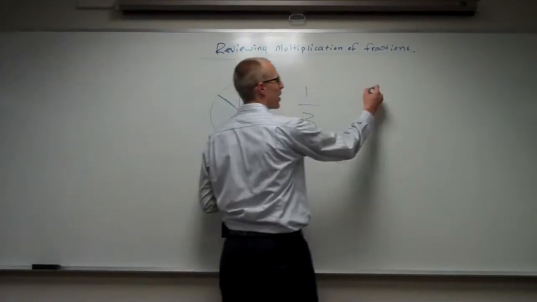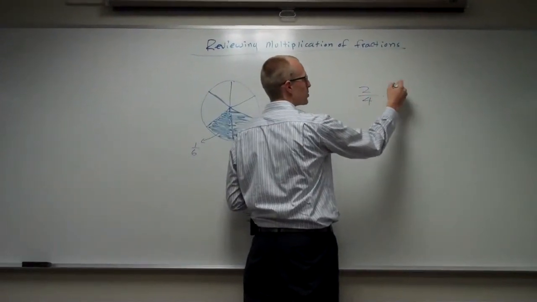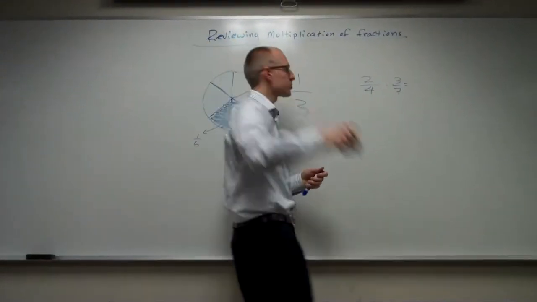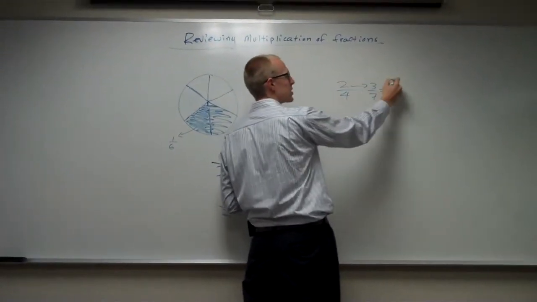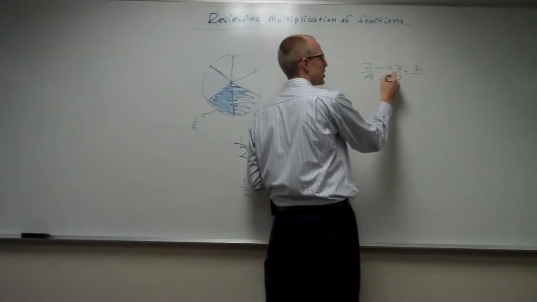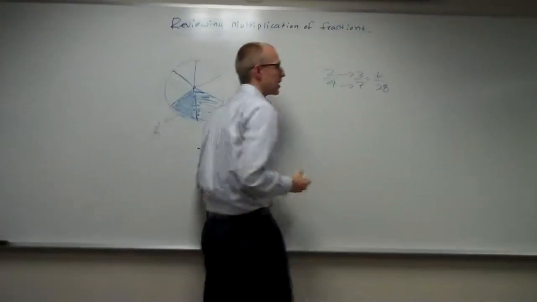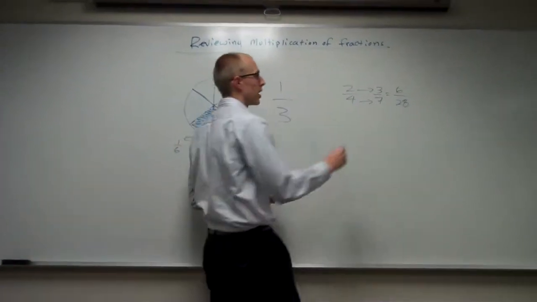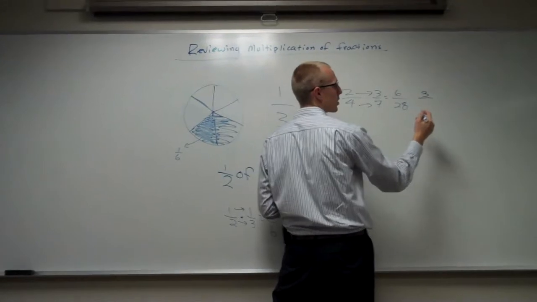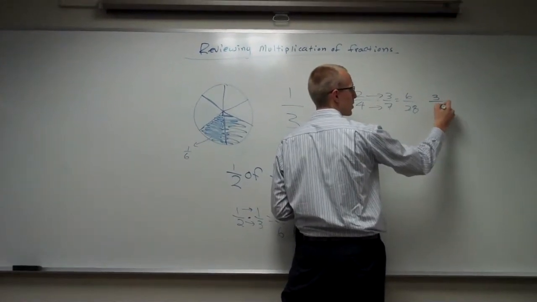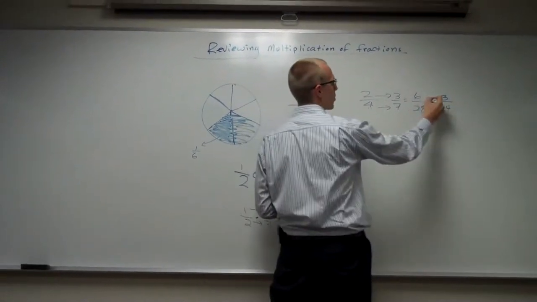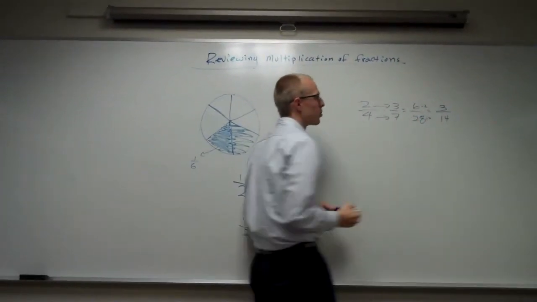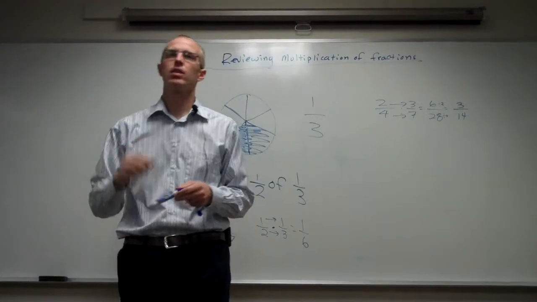One other example, if I had 2/4 times 3/7, and I multiply straight across, 6/28. Okay, 2 times 3 is 6, 4 times 7 is 28, and then we would want to reduce that fraction, which would be 3/14, because we're dividing the top and the bottom both by 2 to reduce it as far as we can.